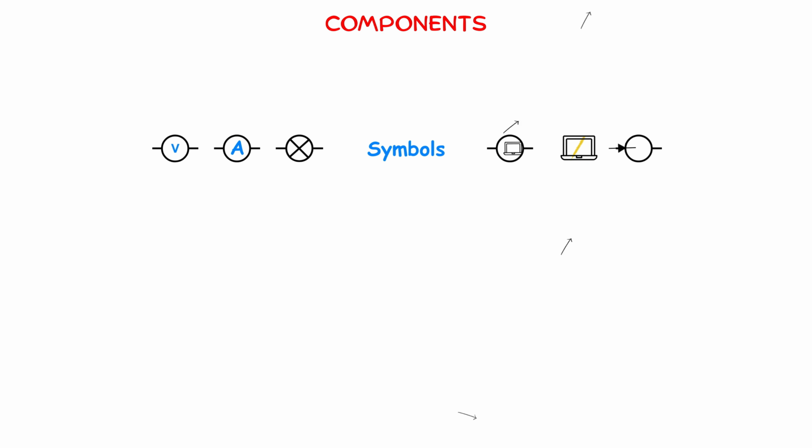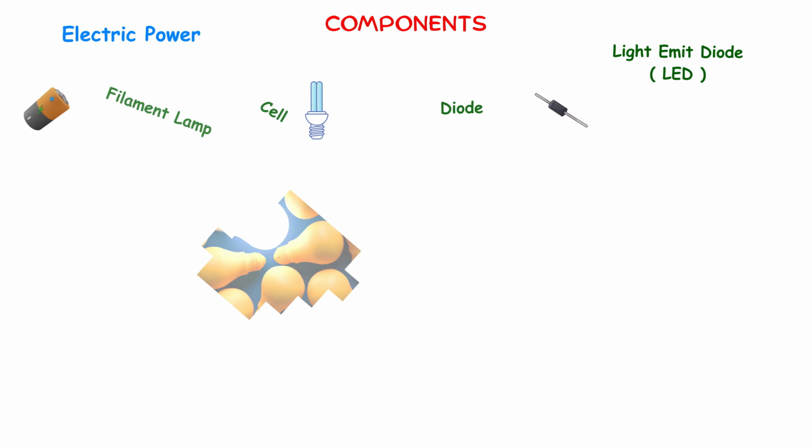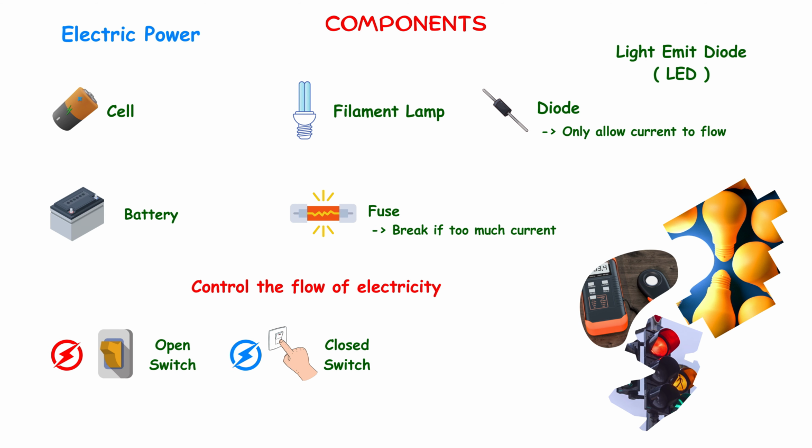In order to draw circuit diagrams, we need to know what the different components do and the symbols that we use to represent them. So in today's video, we'll quickly explore all of the main symbols that you need to know about. To provide electric power to a circuit, we need either a cell or a battery, and to control the flow of the electricity, we could also add a switch which can be closed, allowing electricity to flow, or open, which effectively turns off the circuit because it's no longer complete.